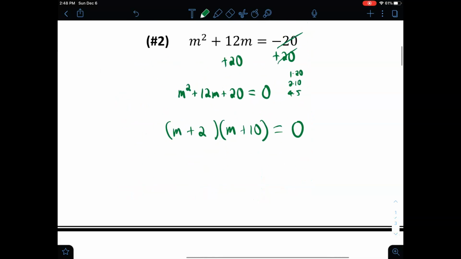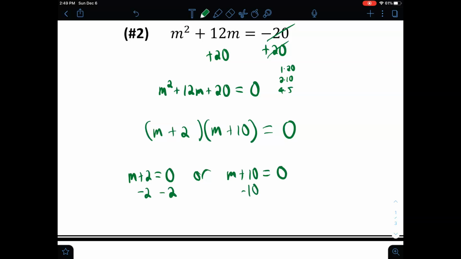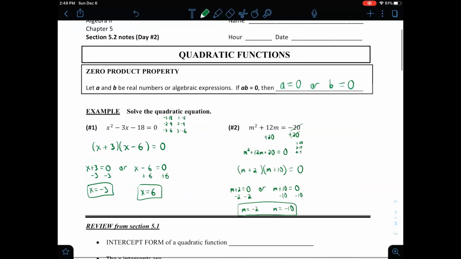All right, so now we have it factored, and now we can set each part equal to 0. So we're going to have m plus 2 equals 0, or m plus 10 equals 0. How do we solve that from there now? What do we do? Subtract 2, subtract 10, m equals negative 2, or m equals negative 10. And that's going to be our answer. Those are the solutions for this quadratic equation.